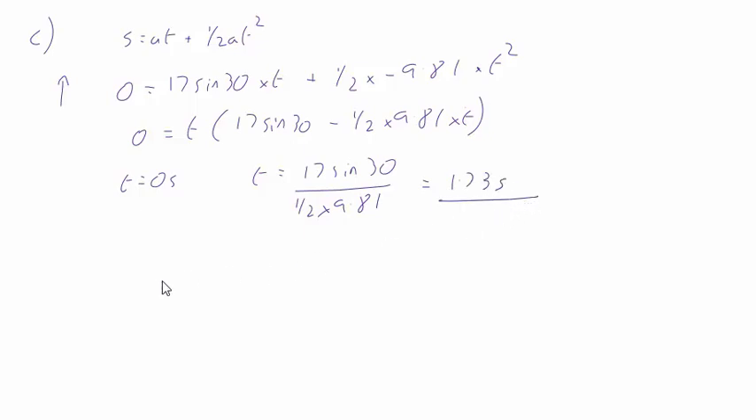We can then use the constant horizontal velocity to do S is equal to Vt, which is 17 cos 30 for the horizontal velocity, times the time of 1.73 seconds, and this gives 25.5 or 26 meters.